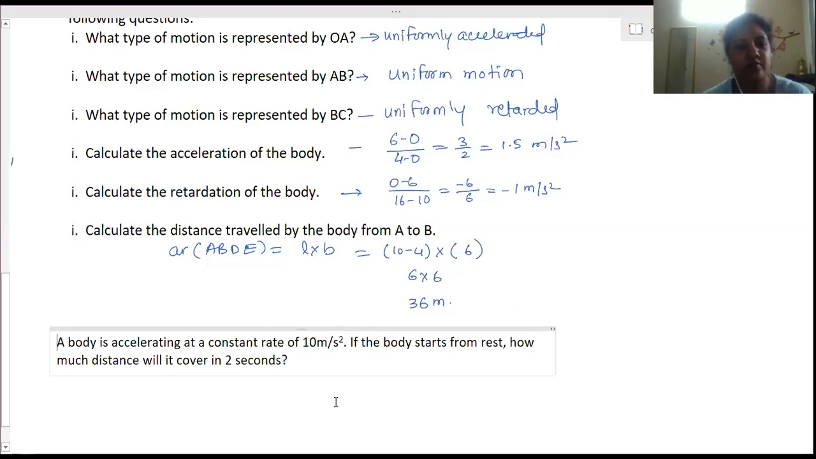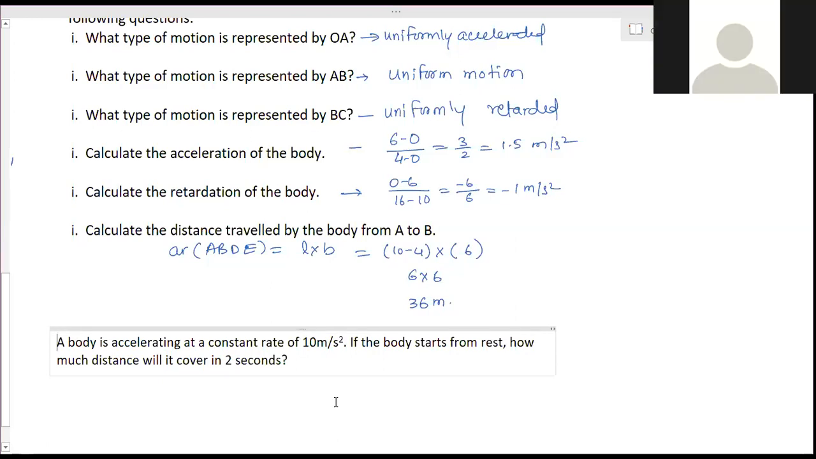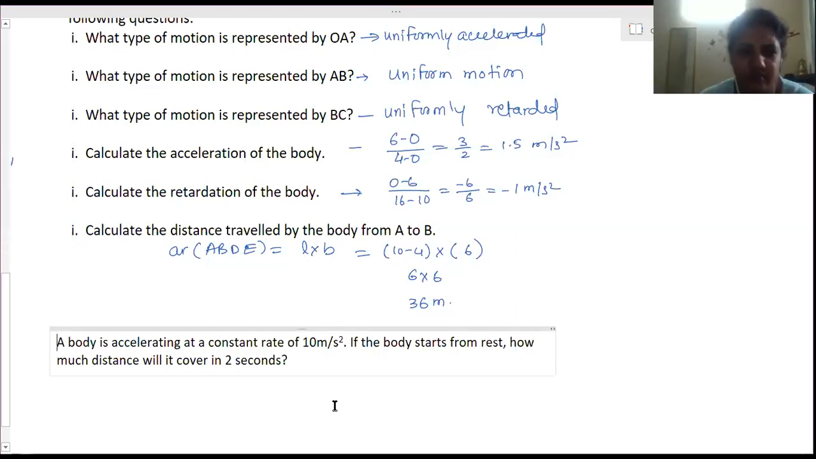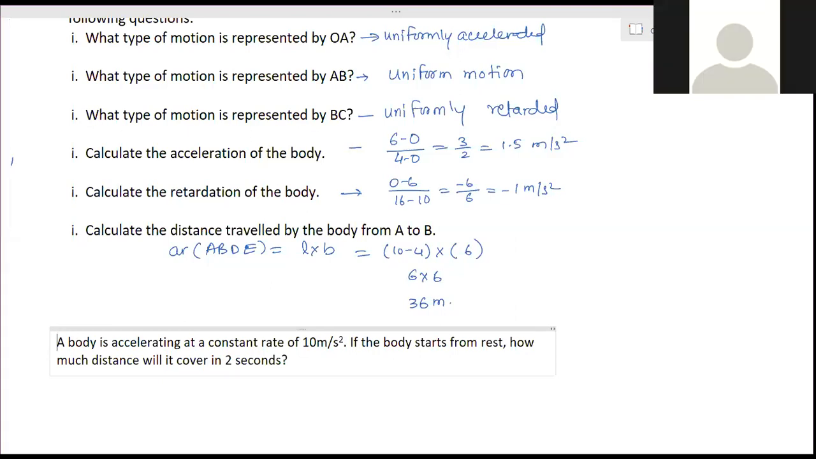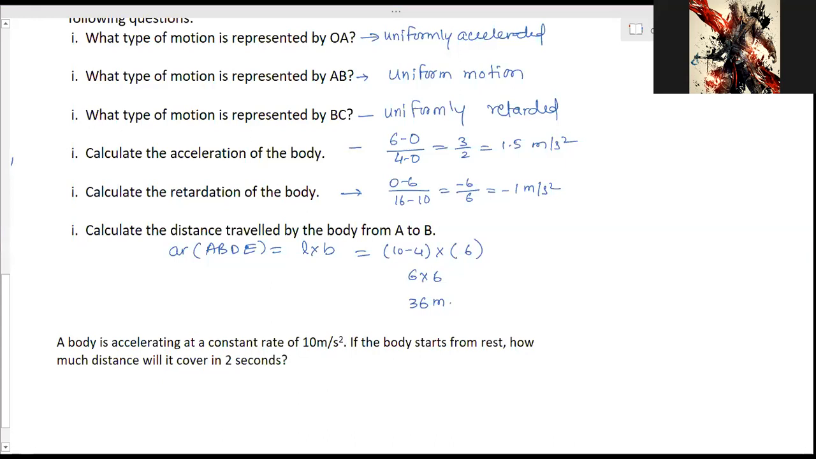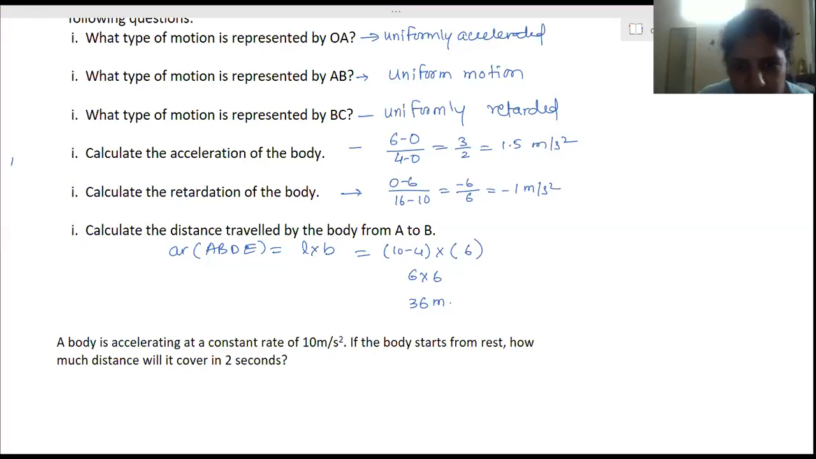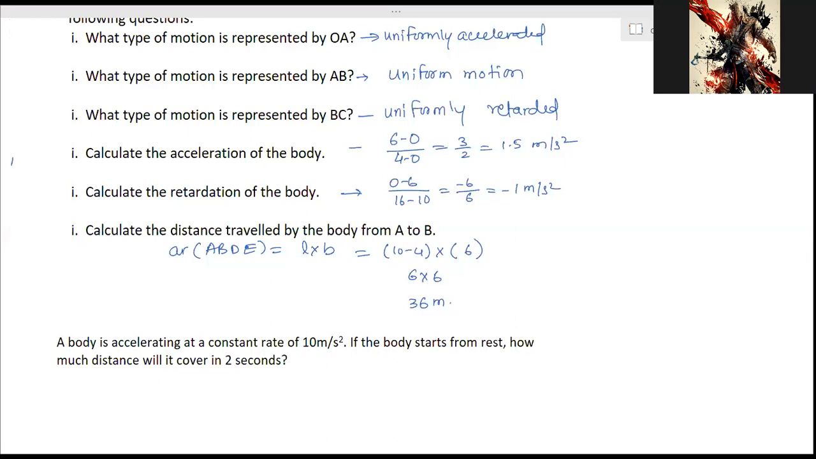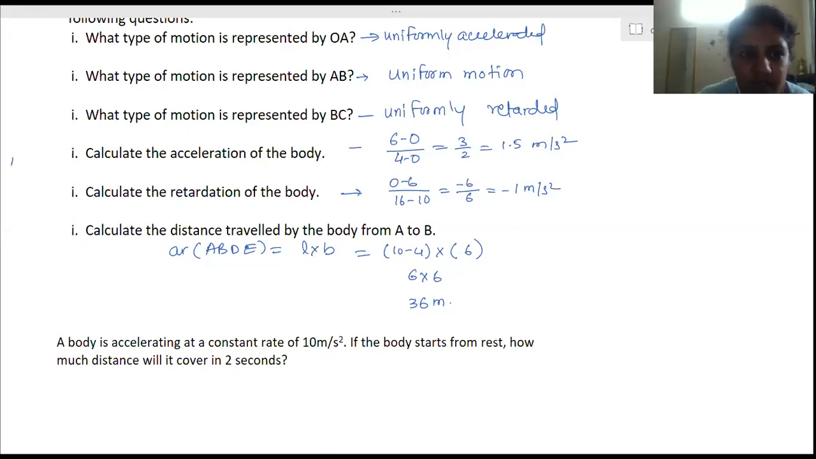Everyone got the value? Ma'am, no, that's wrong. One second, ma'am. No, it's not 5. Ma'am, can I tell? One second. Wait, let him try.